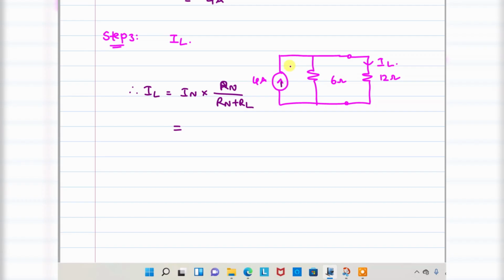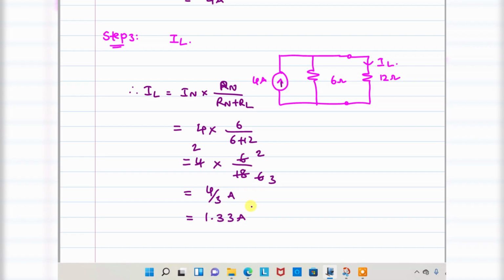Simply, the current division rule is total current into opposite resistance, that is RN divided by RN plus RL. That is equal to 4 into 6 by 6 plus 12, which is 4 into 6 by 18. That is 4 by 3 amperes, which is equivalent to 1.33 amperes. That is the load current.